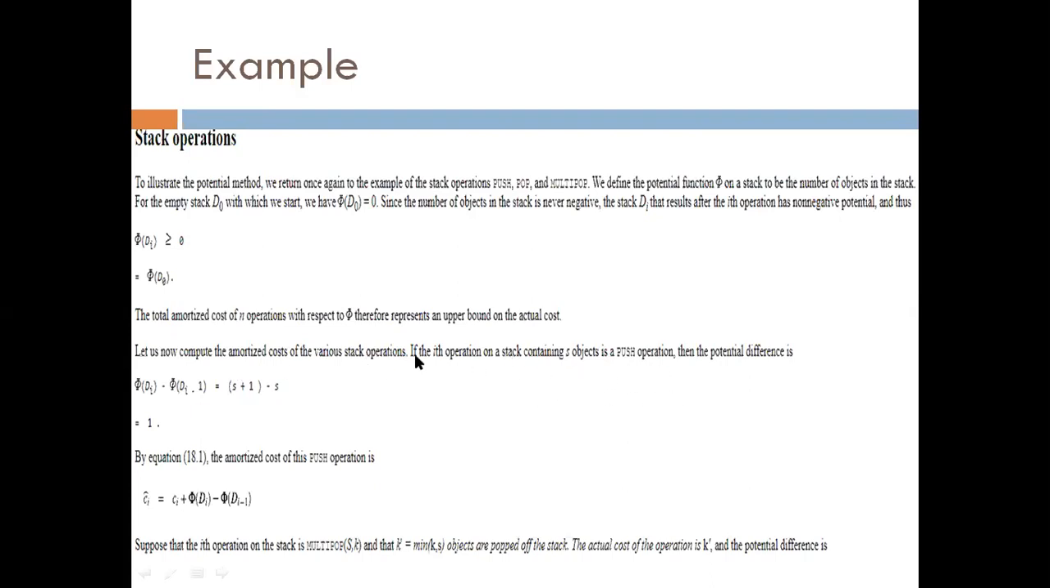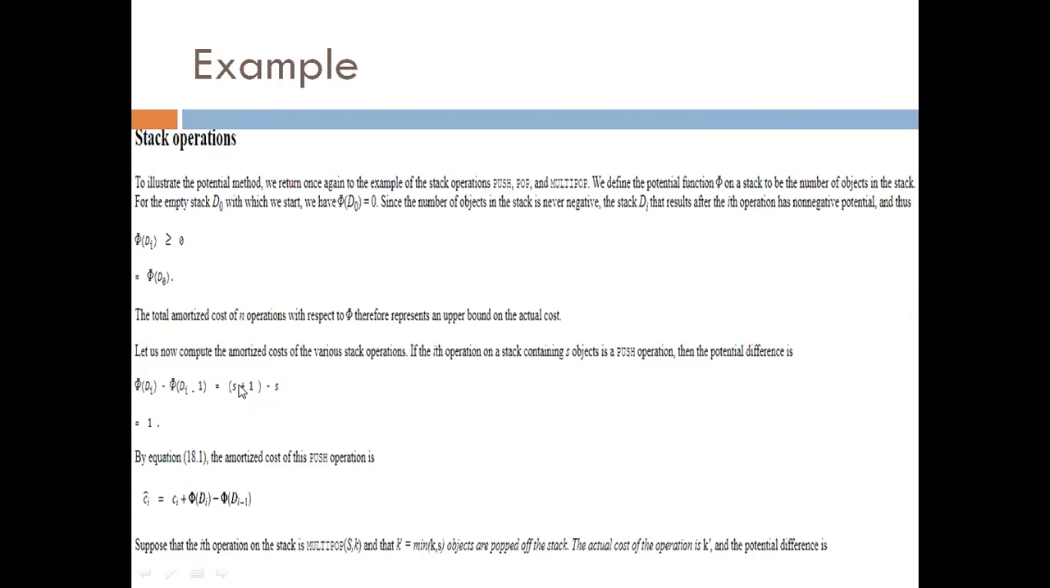So the potential difference is the potential in the ith state minus the potential in the (i minus 1)th state, that is s plus 1 minus s, which equals 1. To insert an element into the stack, that is to perform the push operation, we consider the potential as the size of the stack. Now consider that in a stack there are 4 elements, so the size of the stack is 4. Now in the fifth step we insert one element into the stack.